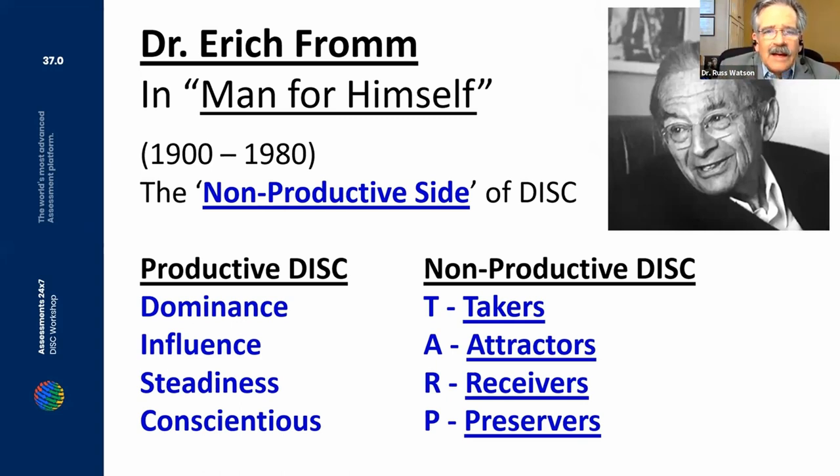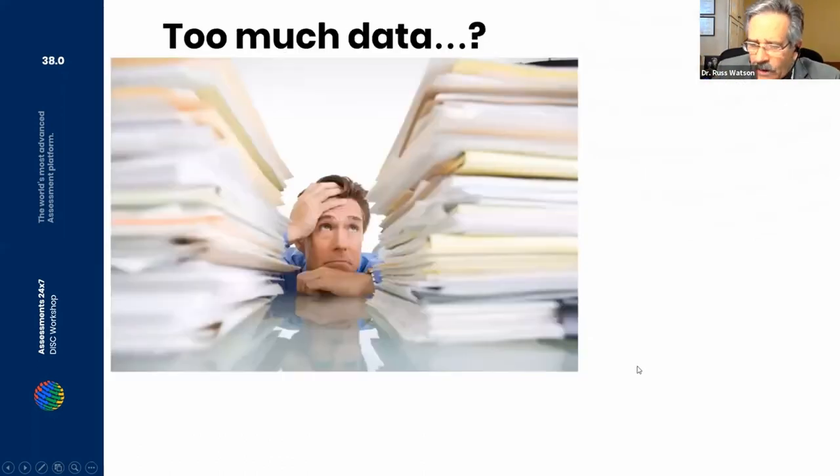He said there was a non-productive side of DISC. Productive side: dominance, influence, steadiness. Look at the non-productive side: takers, attractors, receivers, preservers. So we know people of a strong DISC propensity, and sometimes if they become non-productive, the high D becomes a taker. I'm not going to go through the others, but I saw this as an important nuance that Fromm offered.